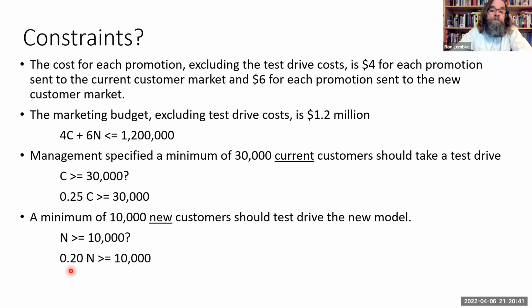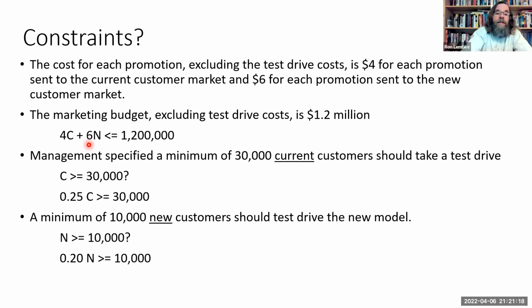Now let's look at the constraints. We know the cost to research and then send a promotional offer to current customers is $4, new customers are $6, and we have $1.2 million to spend. So this is pretty simple. We're paying $4 for every current customer we reach out to and $6 for every new customer we approach. So $4 times every current plus $6 times every new, at most $1.2 million. Just that easy. That was the easy one.